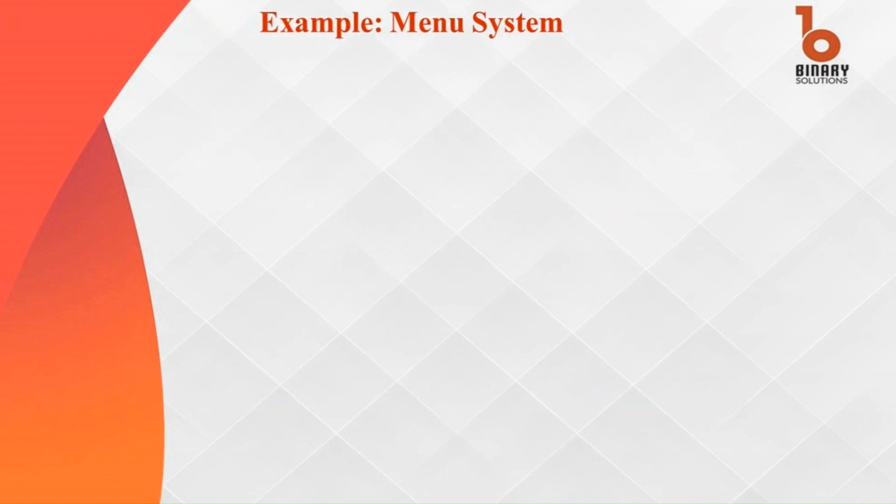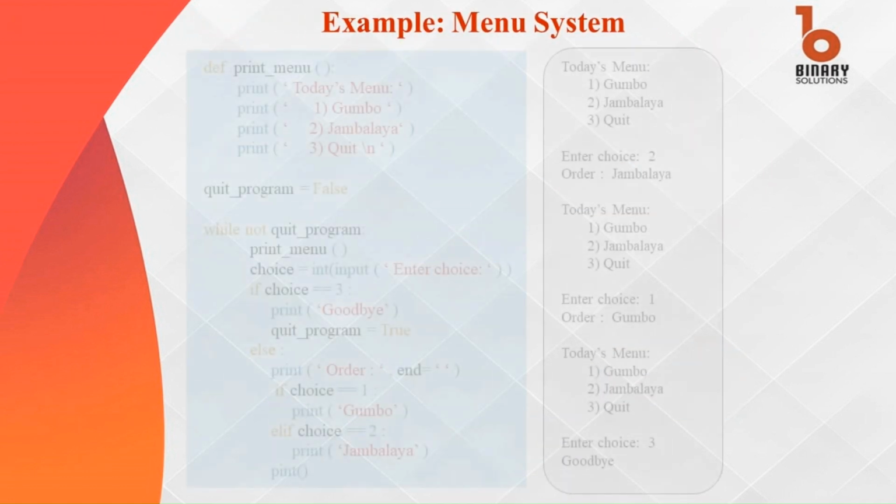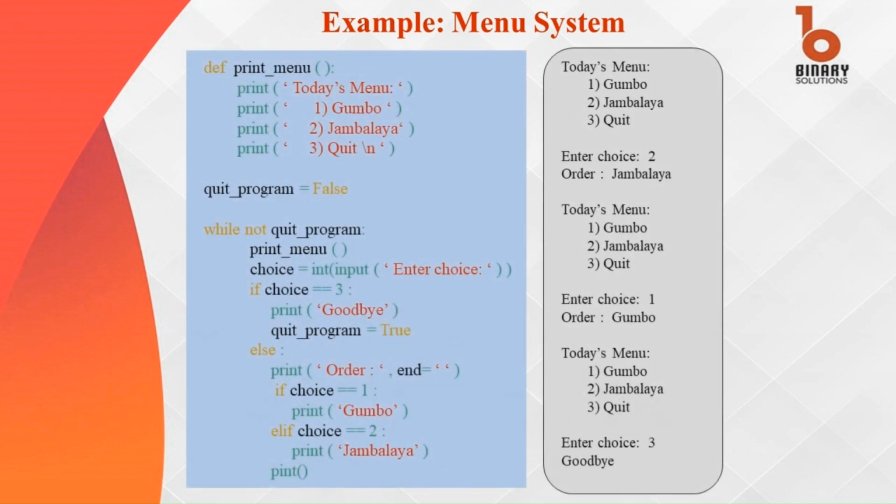This example demonstrates a simple Python menu system that uses a function and a loop to provide an interactive experience. The print menu function displays a menu with three options: Gumbo, Jambalaya, and Quit. A while loop ensures the menu repeatedly appears until the user selects option 3 to quit. Inside the loop, the user's choice is captured using input. If the choice is 3, the program prints goodbye and exits the loop by setting quit program to true. For other choices, the program displays the corresponding order. This example highlights how functions and loops simplify code organization and enable reusability while providing a seamless user experience.